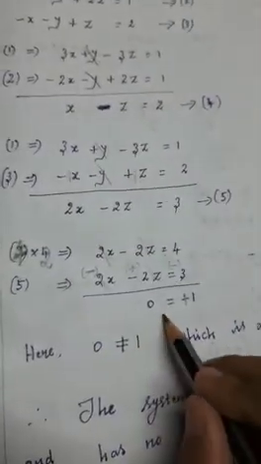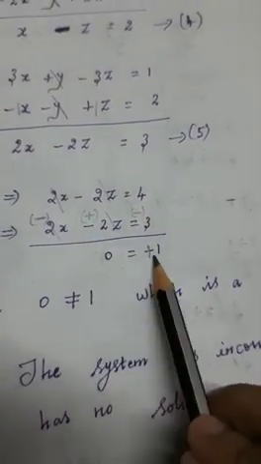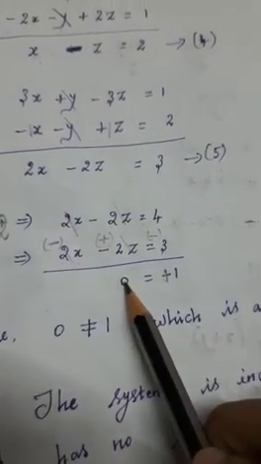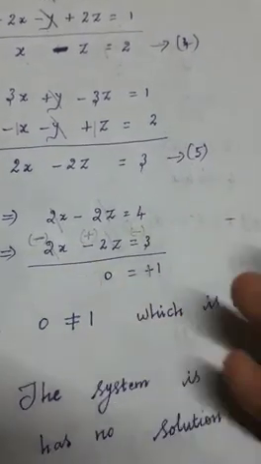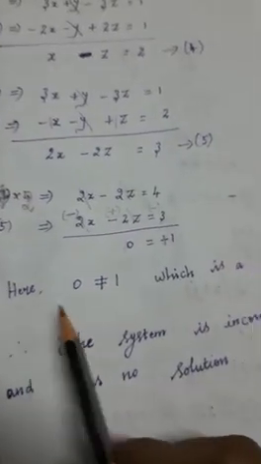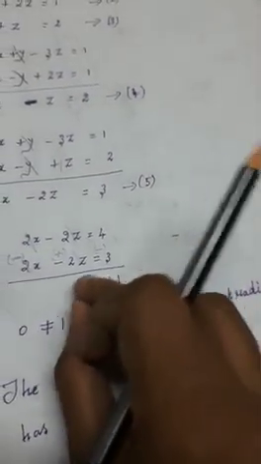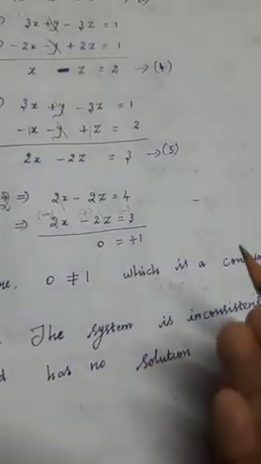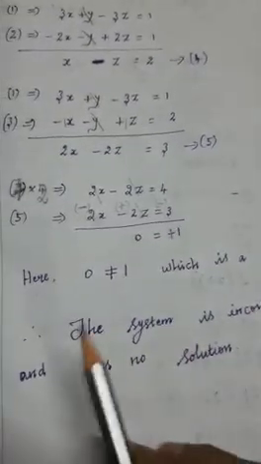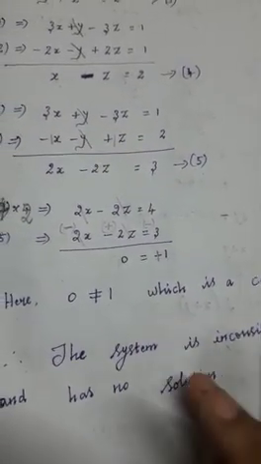So we have got 0 is equal to 1. But we know that 0 is equal to 1 is not correct, so that is a false equation. 0 is equal to 1 is not possible. So you can write 0 not equal to 1, which is a contradiction, so we cannot consider this. So you have to write that there is no solution; the system is inconsistent and has no solution. So there is no solution for these equations, and that is the answer. Thank you.